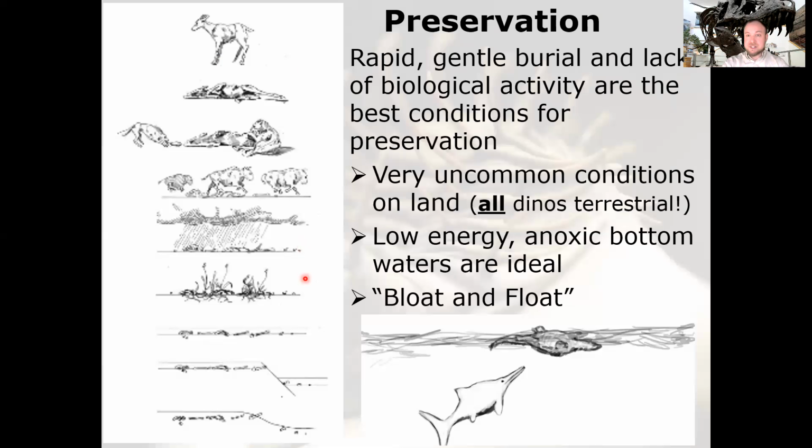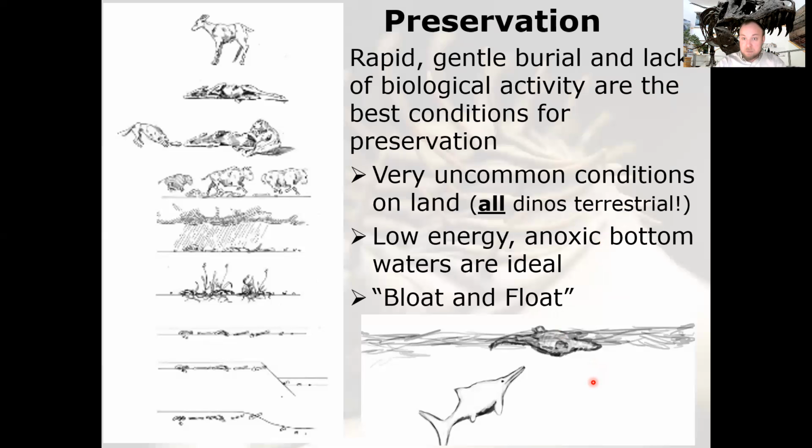So dinosaurs live on land. How could they find their way out to very low, calm, slow waters? Well, the best way is probably the old bloat and float. So an animal dies near a lake shore or near a river, and over time, the decomposition of the internal organs creates these gases. You've seen roadkill on the side of the road with the legs straight up in the air and the body just swollen up because of the gases building up in there.